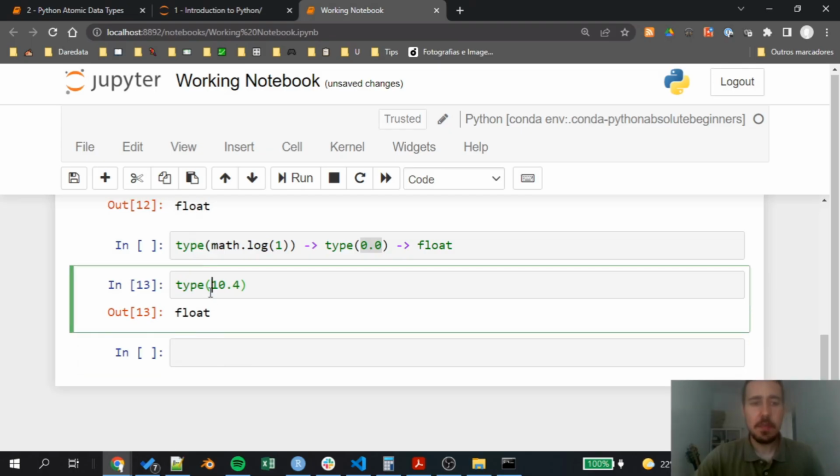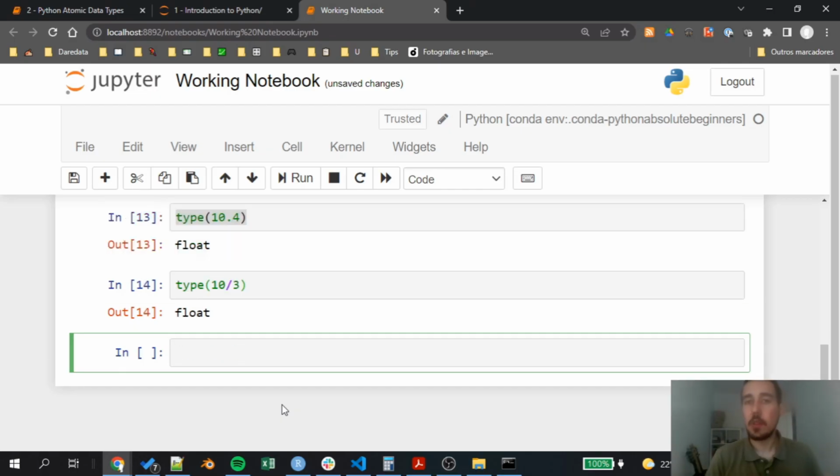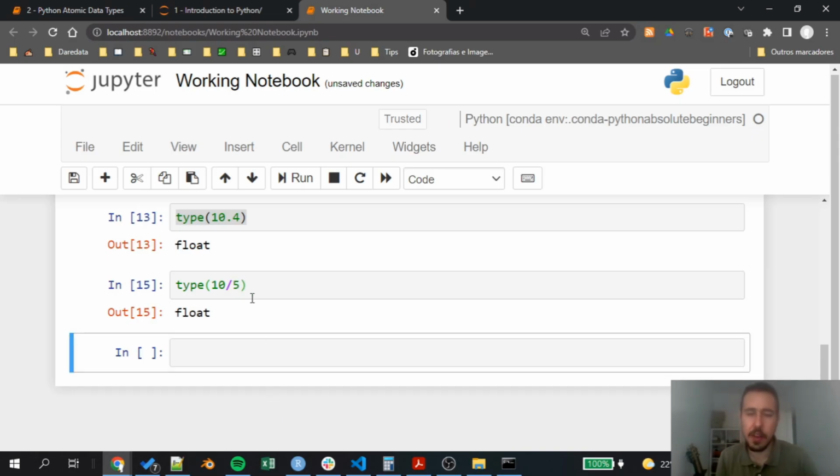Remember when we've done divisions? Let's see, if I evaluate 10 divided by 3, we have a float. Of course, because we are dividing numbers, and the division of these numbers, 10 divided by 3, will yield a float. Let's see if this is the same if we do 10 divided by 5. It is. Even though 2 should be an integer number, the returning elements of dividing two numbers are always float numbers.